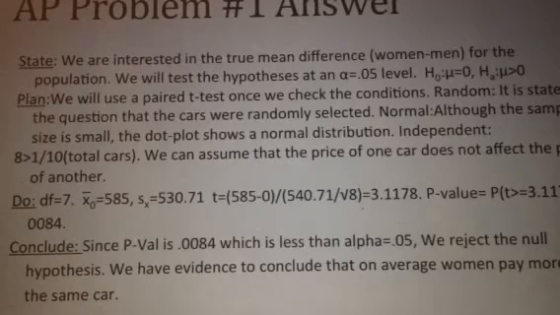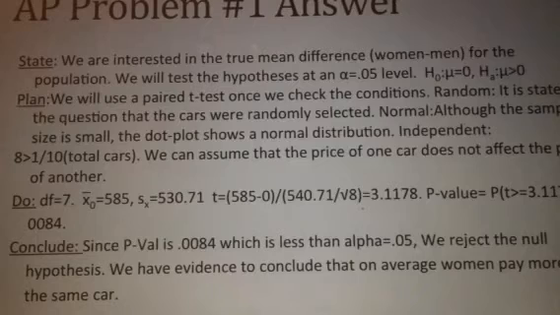To solve the problem, we use the 4-step method. We are interested in the true mean difference, women versus men, for the population. We will test the hypothesis at an alpha equals 0.05 level. The null hypothesis is mu equals 0, and the alternative hypothesis is mu is greater than 0. We will use the paired t-test once we check the conditions.